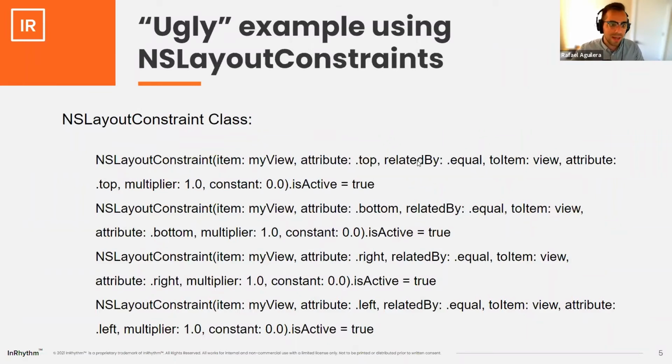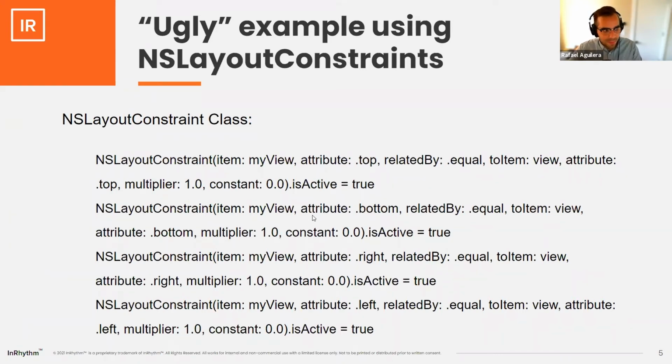So this is what NSLayoutConstraint classes look like. Each time you want to create a constraint, you have to make one of these, and you have to tell it what item you're constraining, what attribute of it you're constraining, the relation to where you're constraining it, the attribute for where you're constraining it to, and a multiplier, and then you have to activate it.